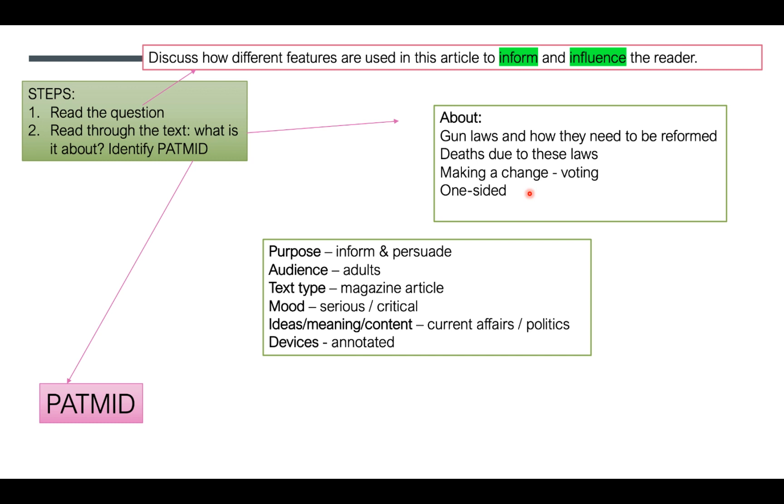It's about the deaths that are caused because of these laws. It's about making a change to the laws and how the public can vote to make a change. So this is kind of where the influence comes in. And it's definitely one-sided. So all of this information shows the examiner that I've really understood what the text is about.